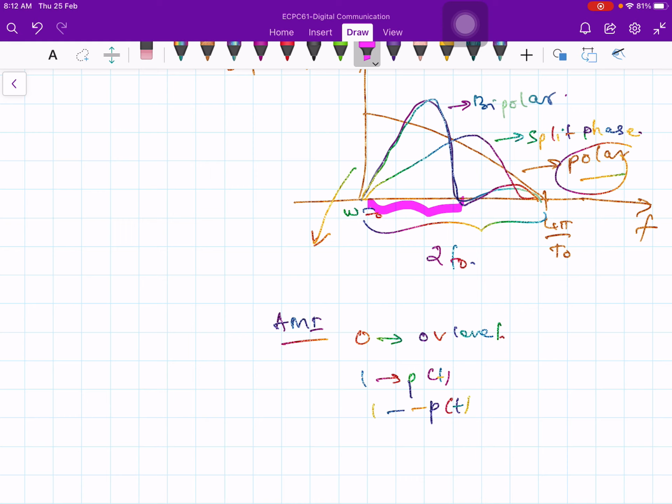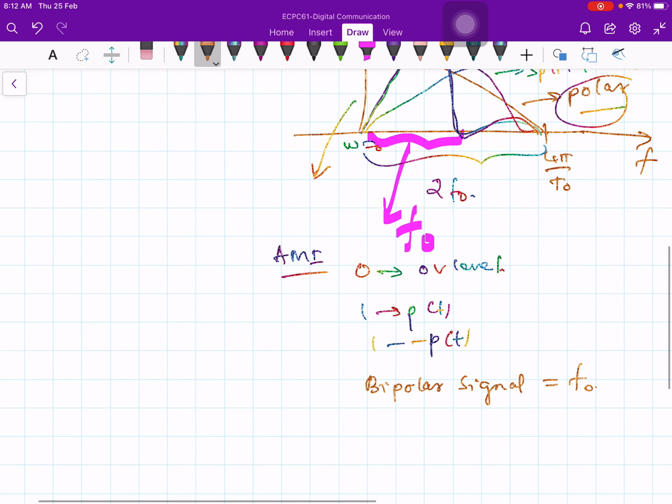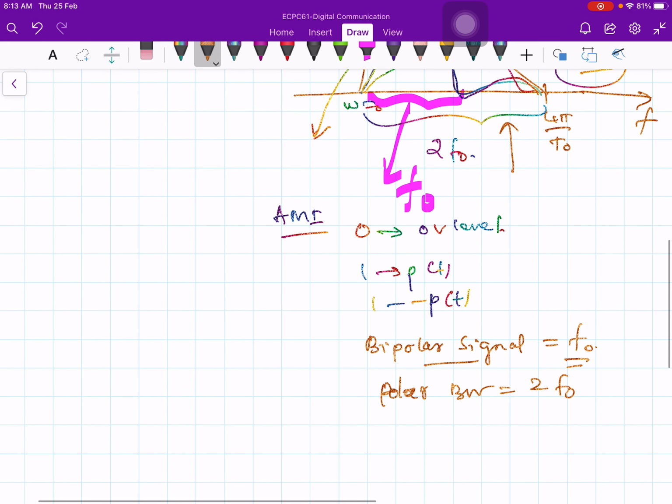This is the bandwidth. The bandwidth is f naught. So for the bipolar signal, the bandwidth is f naught, and this f naught is half of the bandwidth of your polar signal. So the polar signal bandwidth is 2 times f naught, the bipolar signal bandwidth is f naught. But again, this is not the minimum bandwidth. The theoretical minimum bandwidth is going to be f naught by 2.